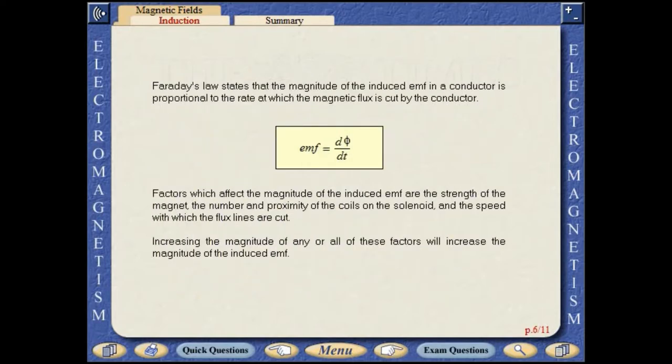Faraday's law states that the magnitude of the induced EMF in a conductor is proportional to the rate at which the magnetic flux is cut by the conductor. Factors which affect the magnitude of the induced EMF are the strength of the magnet, the number and proximity of the coils on the solenoid, and the speed with which the flux lines are cut. Increasing the magnitude of any or all of these factors will increase the magnitude of the induced EMF.